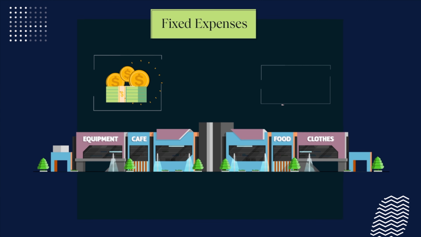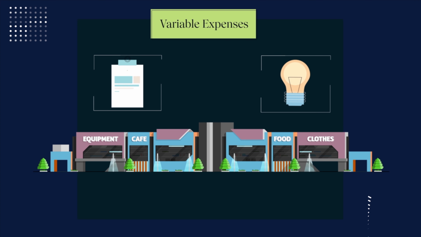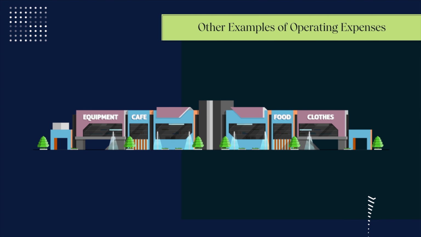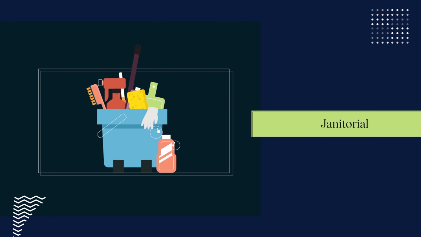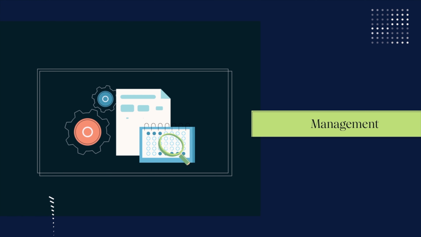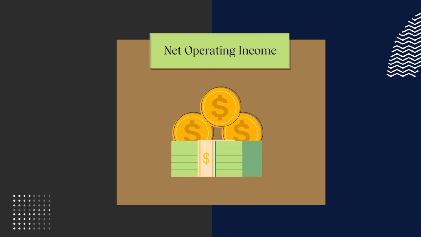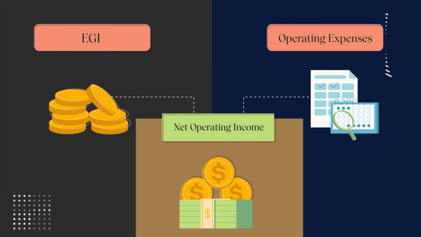Examples of fixed expenses are property taxes and insurance premiums, while utilities and repairs and maintenance are examples of variable expenses. Other examples of operating expenses in commercial real estate include landscaping and groundskeeping, janitorial, security, management, and reserves for replacement. To calculate net operating income, subtract a property's operating expenses from its effective gross income.